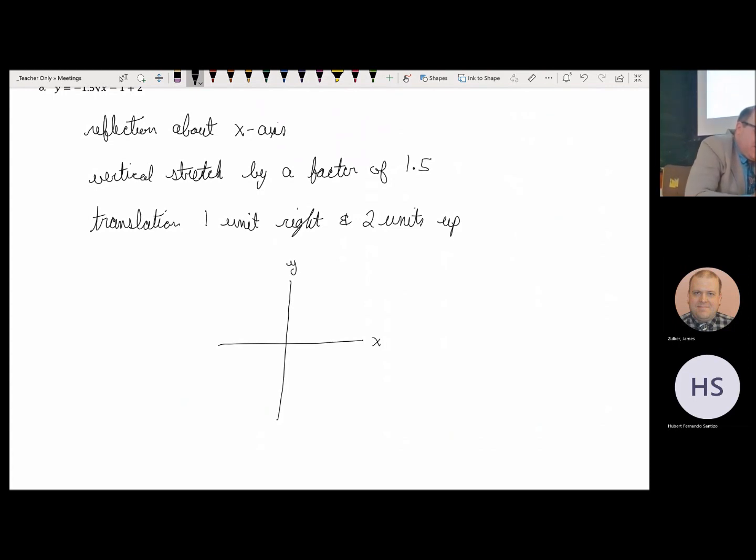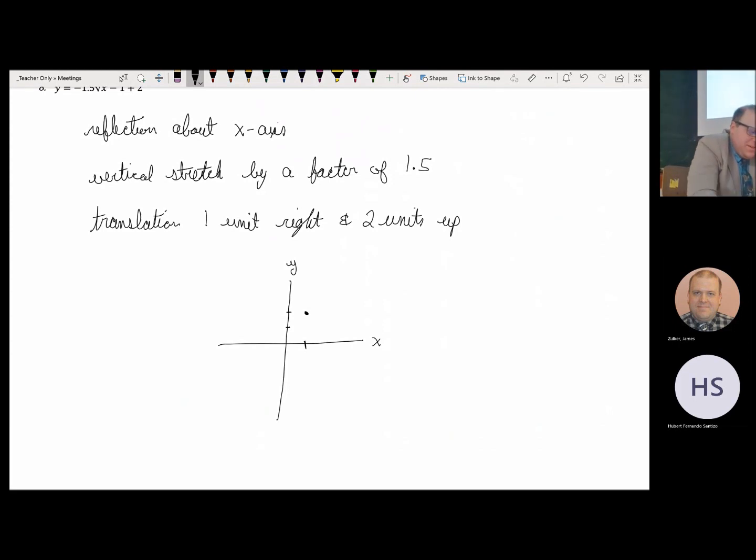Now let's first tackle the translation. So 1 unit to the right, 2 units up. So there's where we're starting. Reflection about the x-axis, so it's going to be upside down. That means we're going to cross the x-axis at some point.